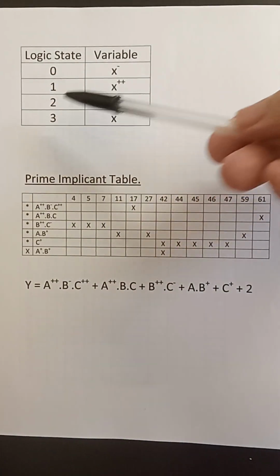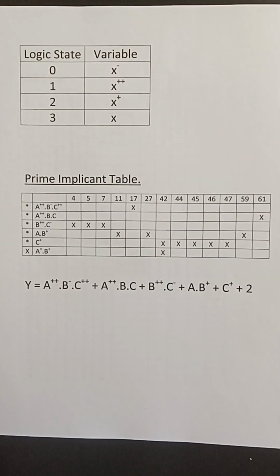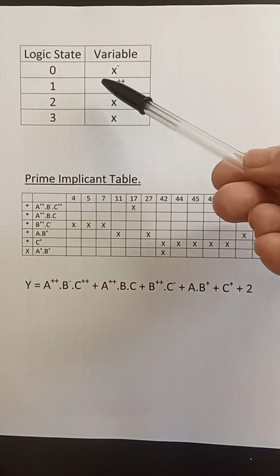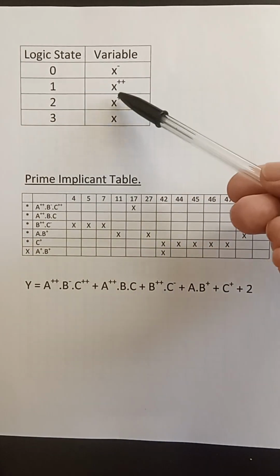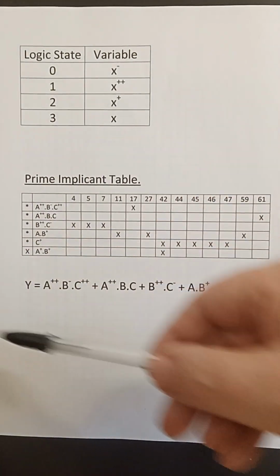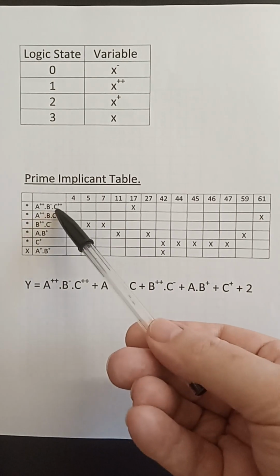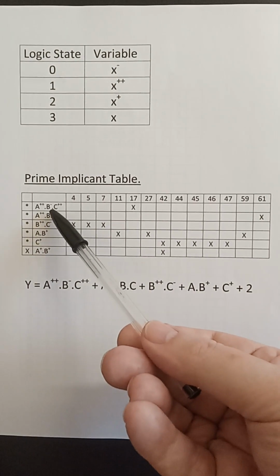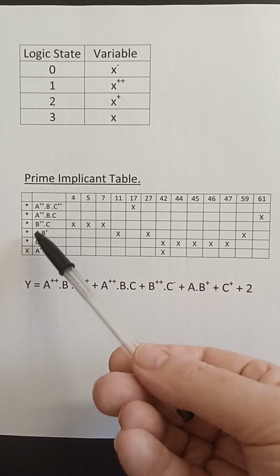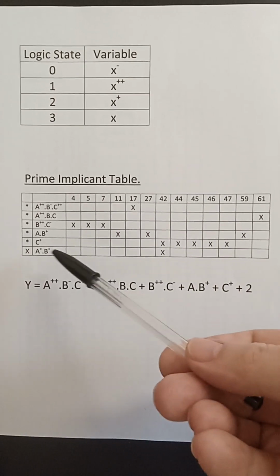So here is a logic state table and a variable table. If the logic state is 0 in the previous table, the variable's x minus. If it's a 1, it's x plus plus. If it's a 2, it's x plus, and if it's a 3, it's x. So this is the prime implicant table, and what you do is you assign variables here. These are the minterms: a plus plus b minus c, a plus plus b c, b plus c, a b plus c plus, and a plus b plus, a plus and b plus, or min b plus.